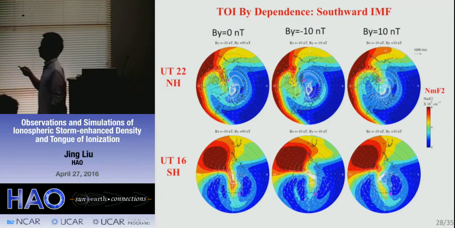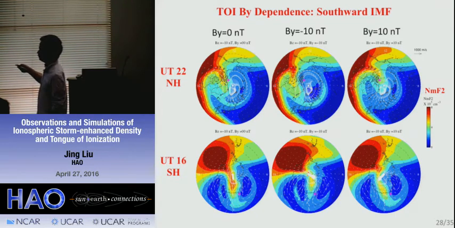This is for the BY dependence, for the northern hemisphere and for the southern hemisphere. We see, compared to BY equals 0, this BY has a larger amplitude. We compare the TOI intensity here with respect to this one. So larger BY magnitude tends to decrease the TOI intensity. That's because the TOI becomes more twisted.